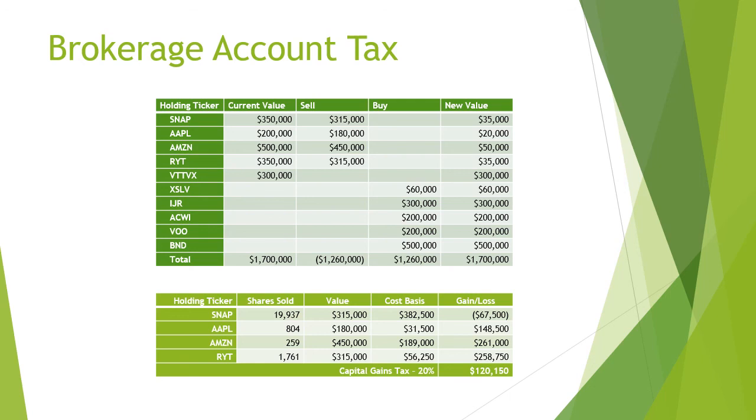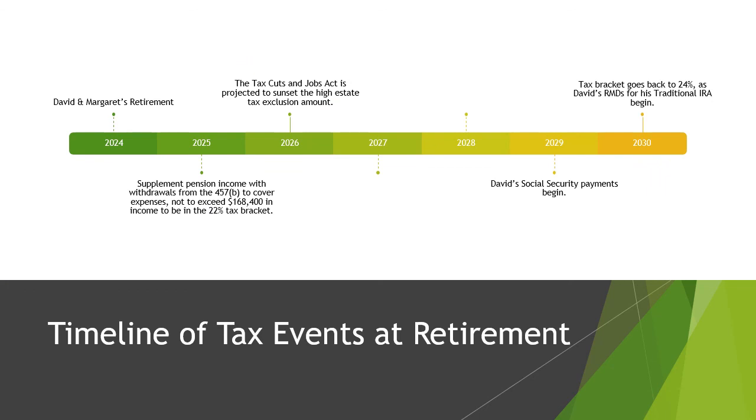The second chart is an estimation of the capital gains tax that would be due if the transaction were to happen in 1 year. But as we recommend that it happens over 2, this figure is just a basis to use for your tax planning for 2020. To conclude our presentation today, we have created a timeline that tracks from the year 2024 to the year David's RMDs begin in 2030. It highlights a few important years to remember.